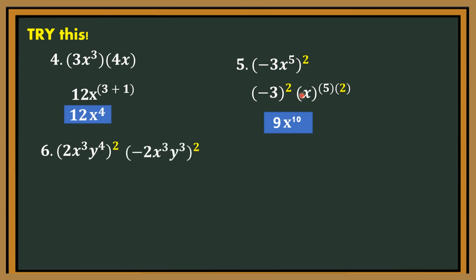Number 6. How do we multiply the two monomials? Since we have here exponent outside the parentheses, we are going to distribute it first inside, 1 by 1. That is 2 squared, x cubed, multiply the exponent by 2, y to the 4th, multiply the exponent by 2. That is the first. Let's go to the second monomial.